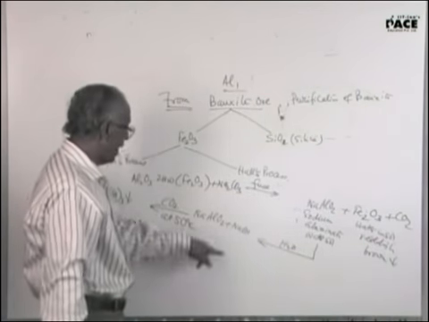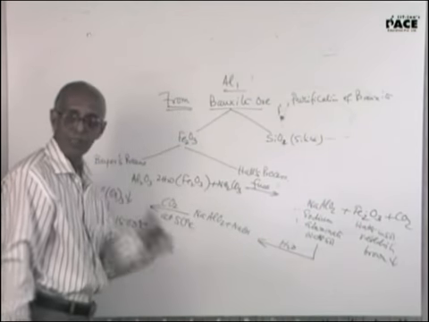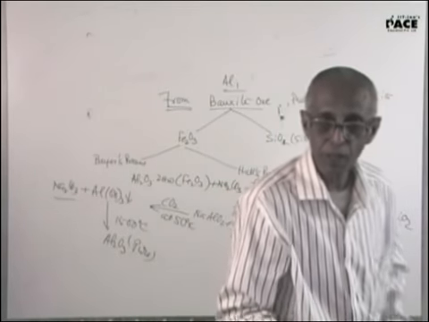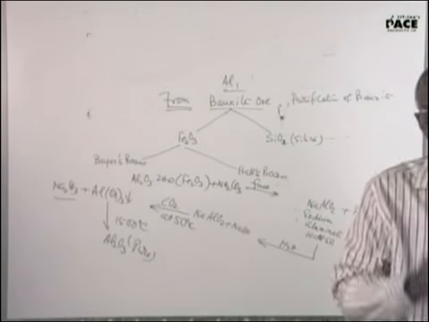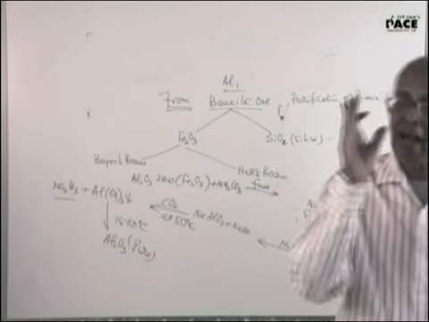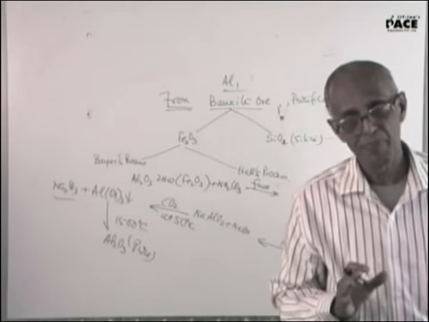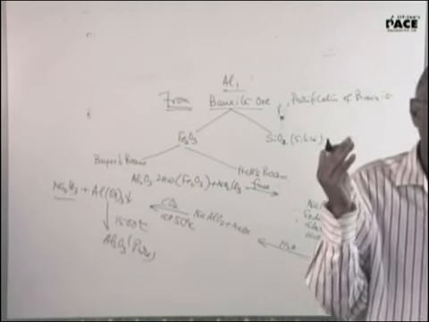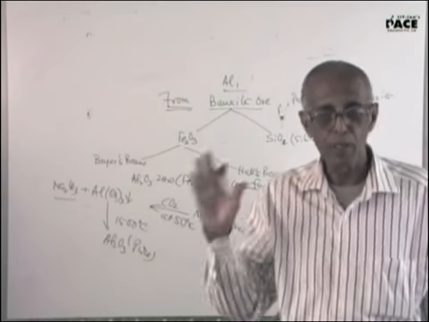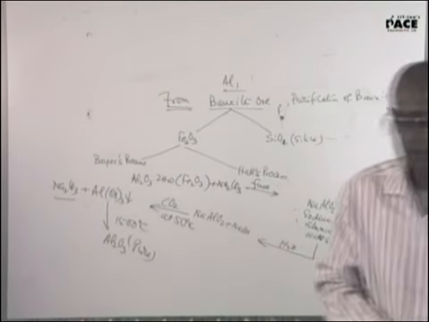The same reaction goes. So the only part which differs, in Bayer's process you use sodium hydroxide at high temperature, high pressure. In the Hulse process you use sodium carbonate at atmospheric pressure at high temperature. And you get carbon dioxide as one of the products. And sodium aluminate and ferric oxide will be the other two products.